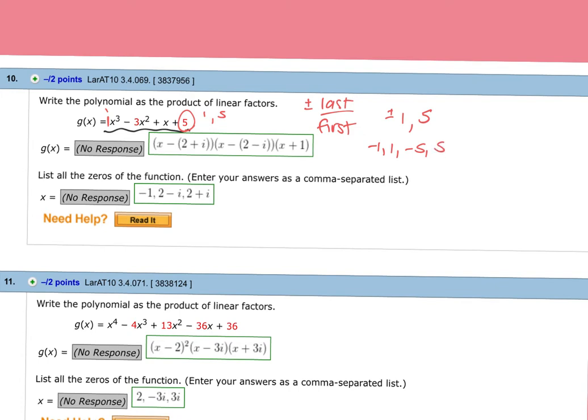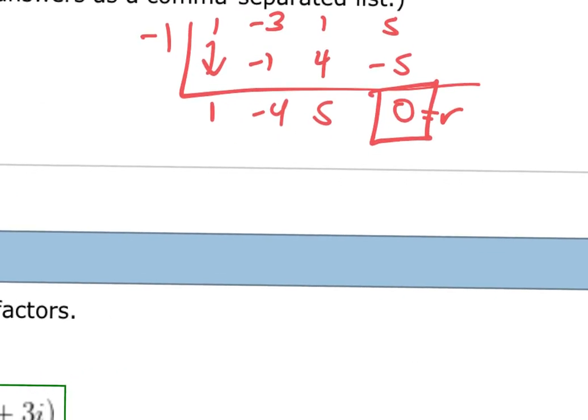So then you try those on the outside of your synthetic division bar. I would do 1, -3, 1, and 5. Bring down the 1, multiply it, put it in the next column, add it, multiply it, put it in the next column, add it, multiply it, put it in the next column, add it. And if there's a remainder of 0, then I know that that one is a root. So I know -1 is one of my roots. Then I'm going to take what's left. So this gets the x and this gets the x squared minus 4x plus 5.